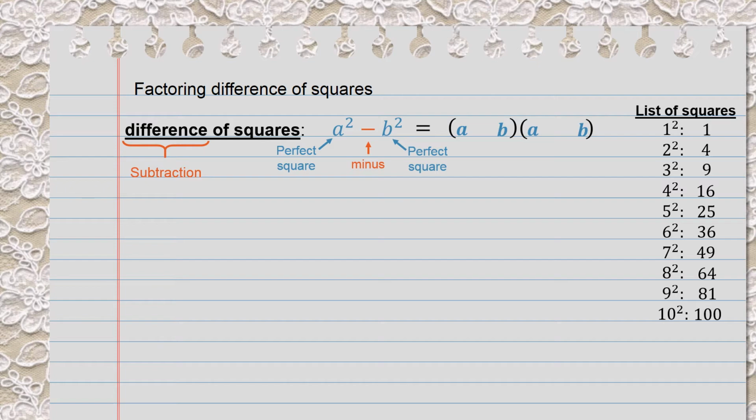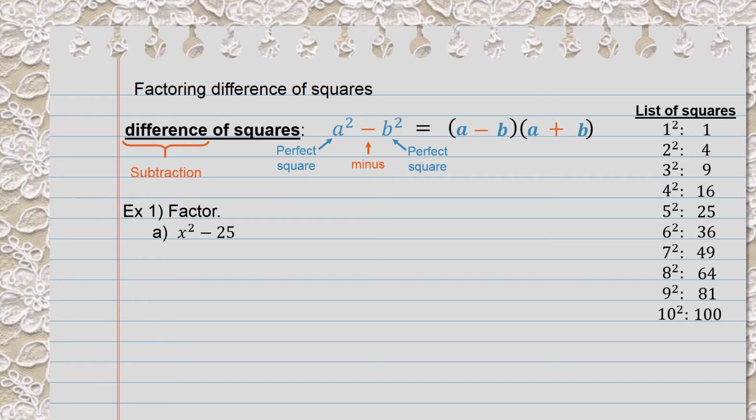And then the last part is, well, what about the signs? Well, one has to be a minus, the other needs to be a plus. It does not matter which one has which sign, they just need to have different signs. So we've talked about the pattern, now let's look at an example.